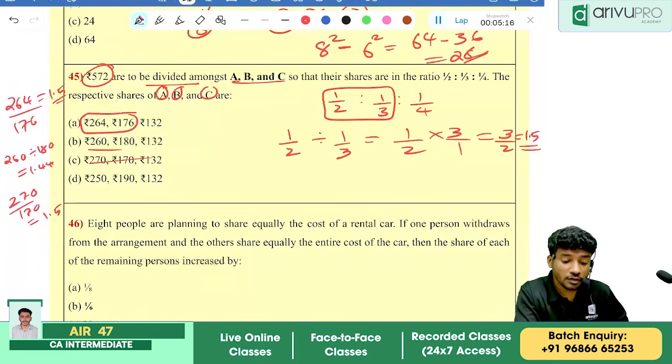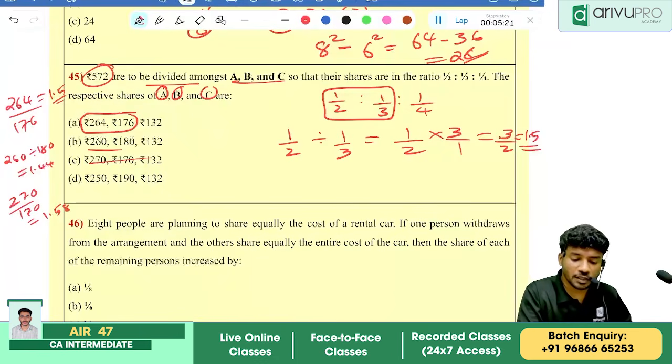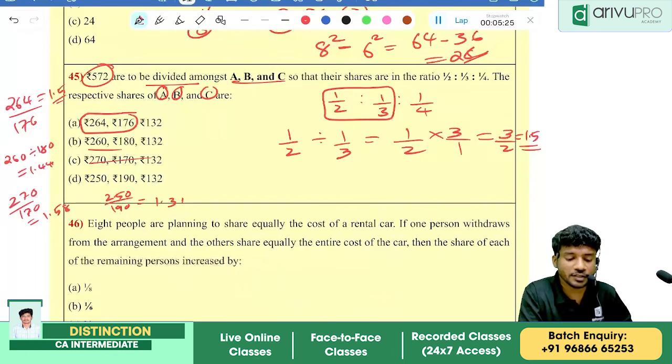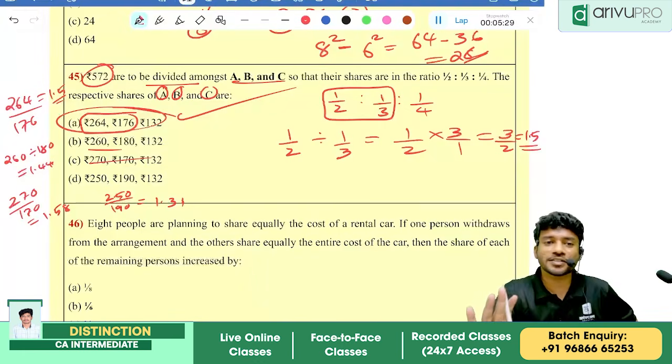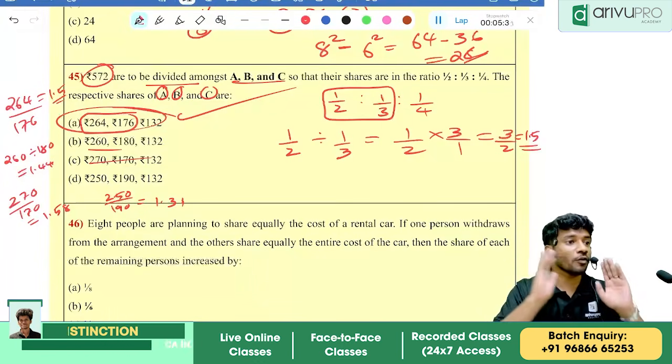Exactly 1.5 or 58 something. 250 divided by 190 is 1.313. So which option should be the answer? Option A should be the answer. Understood? Did we do any magic here? No, we are just using a calculator, putting in the value, and option hitting.